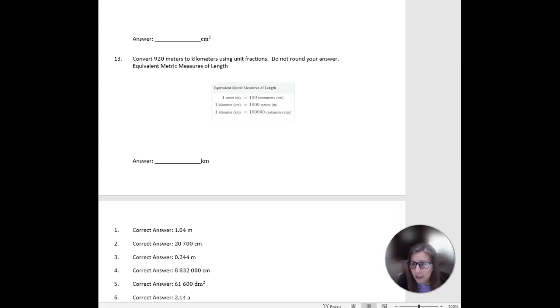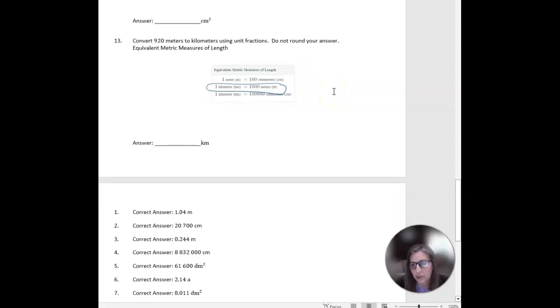Number 13, convert meters to kilometers using unit fractions. Okay, right here we are. 1 kilometer is 1,000 meters. It says do not round your answer. Let's look at this one. 920 meters. Okay, so if meters is on the top, meters has to be on the bottom. What we're looking for is a kilometer, so that has to go on the top. And our fact is that 1 kilometer is equal to 1,000 meters.